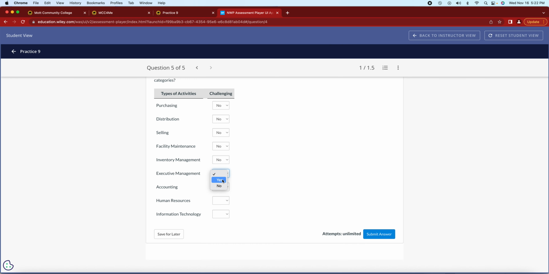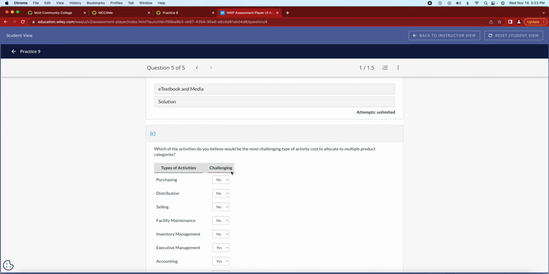Executive management, that one could be, just because you're dealing with the people factor there. So trying to allocate how much of the different executives' times need to be assigned to each one of the products that you are producing or selling. Same with accounting. And the same actually with human resource management. IT could be the same. So typically what we're seeing is that these administrative costs are the ones that would be more challenging to actually assign to the multiple products when we have more than one.